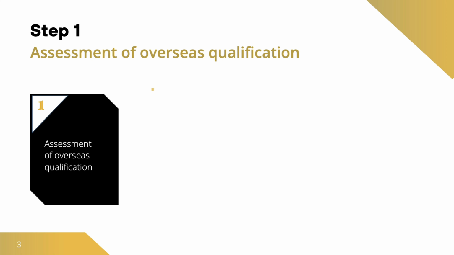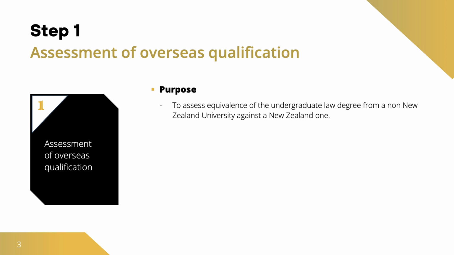In terms of step 1, the purpose of the assessment of overseas qualification is to actually assess the equivalence of the undergraduate law degree of the applicant who is from a non-New Zealand university against a New Zealand one. For example, if you are a student graduated with an LLB from a UK university, step 1 will therefore assess to what extent your degree and your qualifications are equivalent to a similar degree within a New Zealand university.